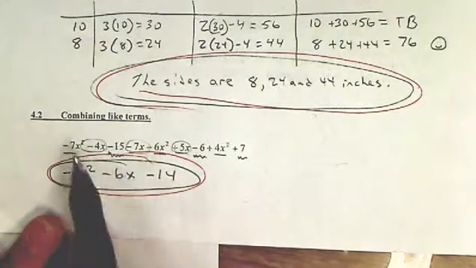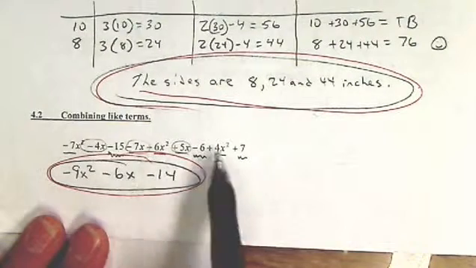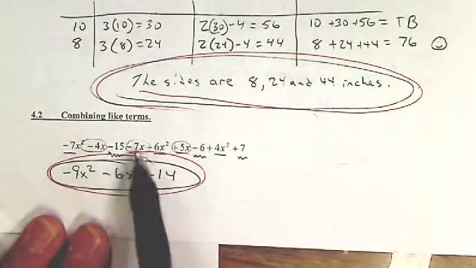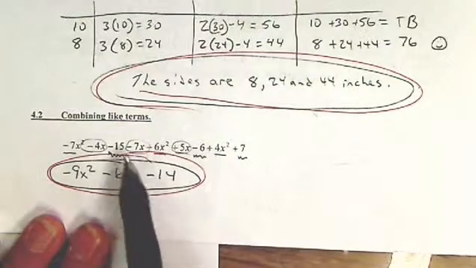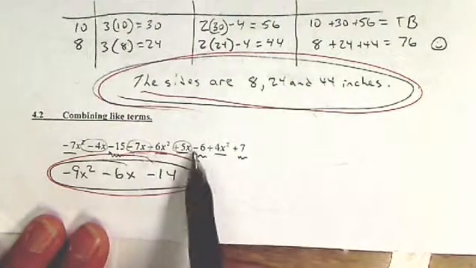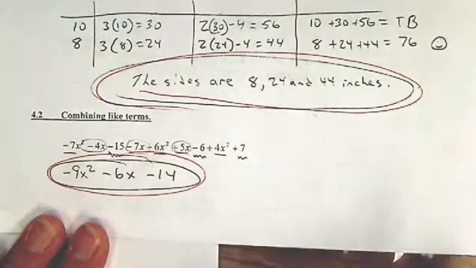Combine like terms. All the x squareds I added together. All the x's were added together. And all the constants were added together. That's how I got that guy.